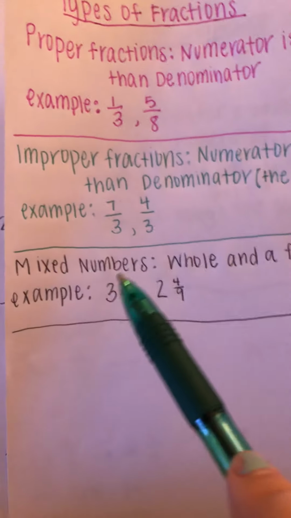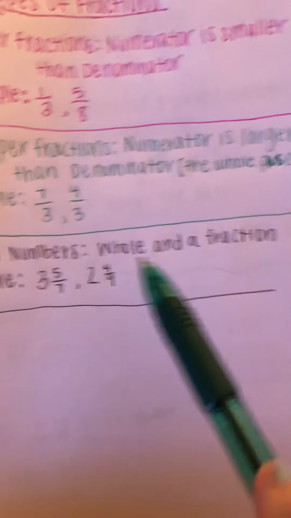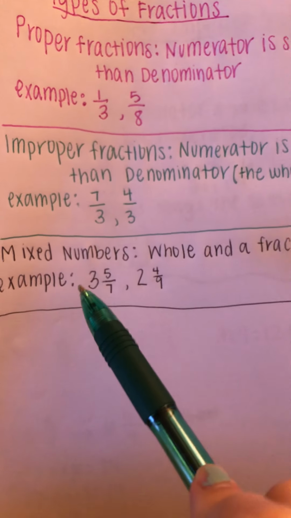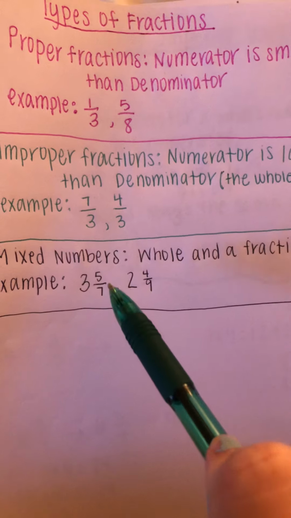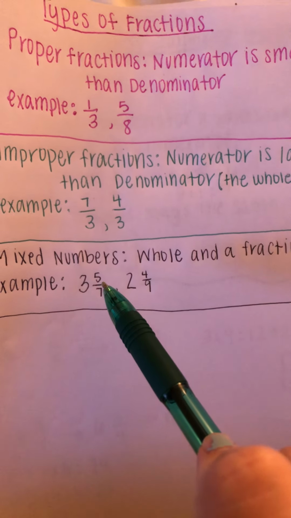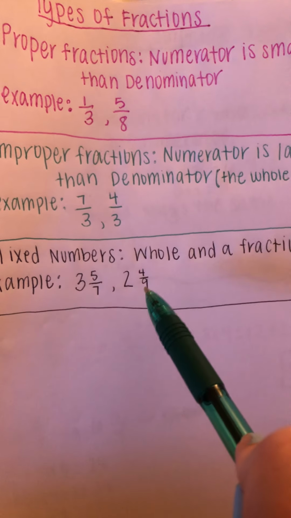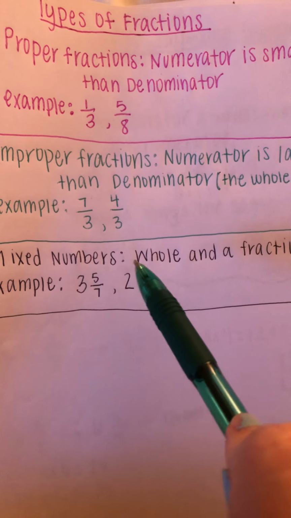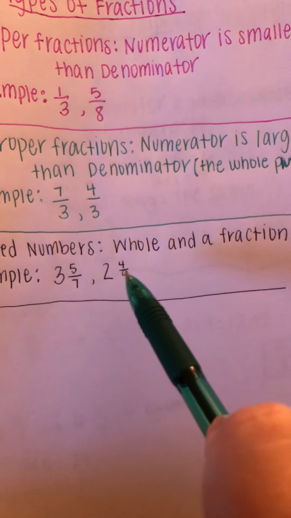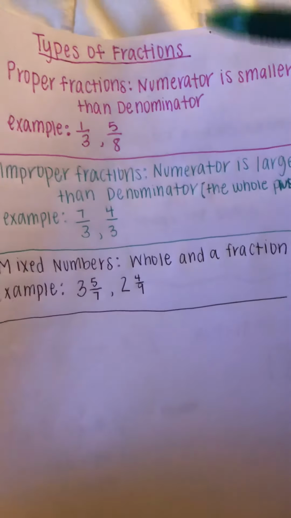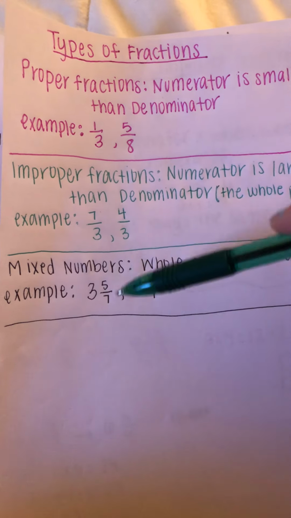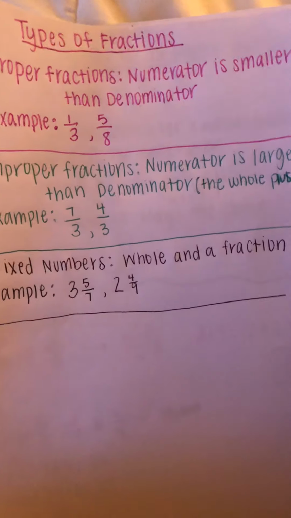And then we have mixed numbers. That is a whole and a fraction. So you would see 3 and 5/7. 3 represents the whole and 5/7 represents what's left over. Then we have 2 and 4/9. 2 represents the whole and 4/9 represents the fraction that is left over. So it's important to know these three different types of fractions.